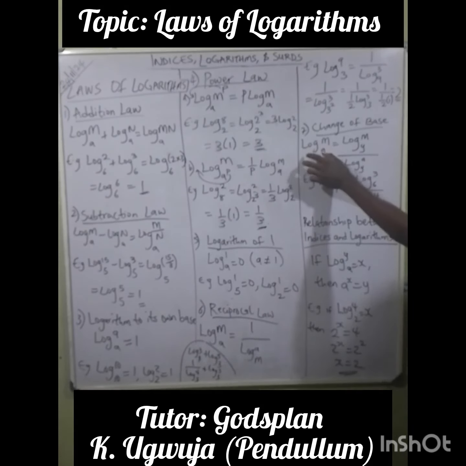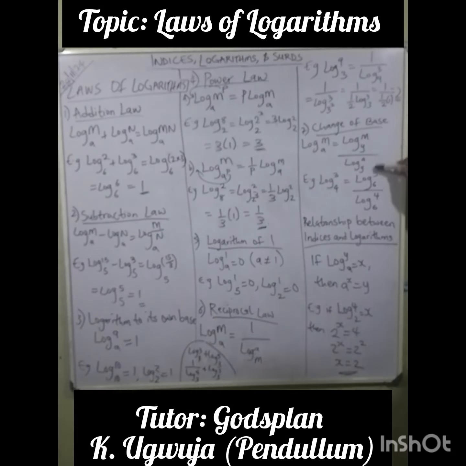So you now have one logarithm like this, which will be split into two, and you now change this to base y. For instance, if I have log 3 base 4 and I want to solve this, and I want to change to base 6, it's going to give me log 3 base 6 all over log 4 base 6.